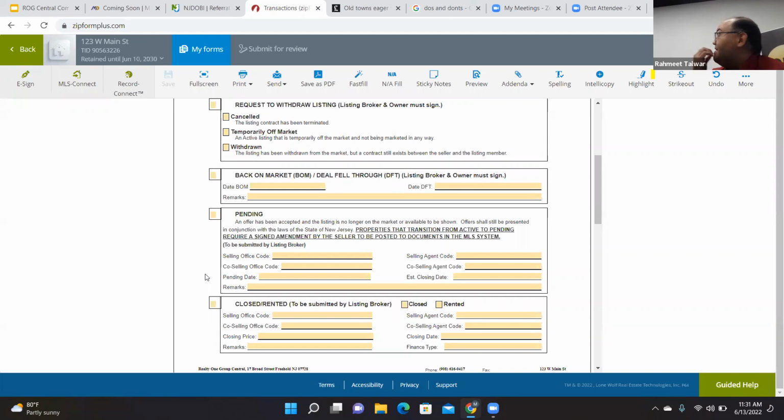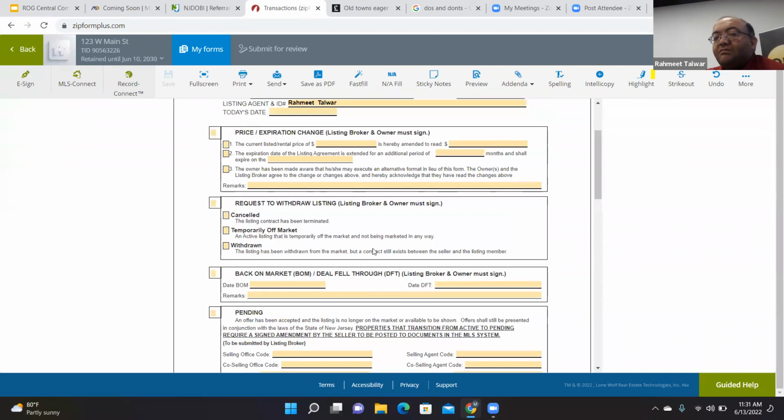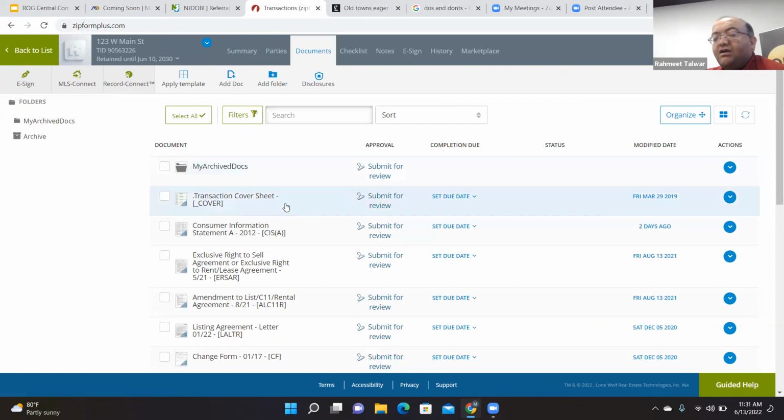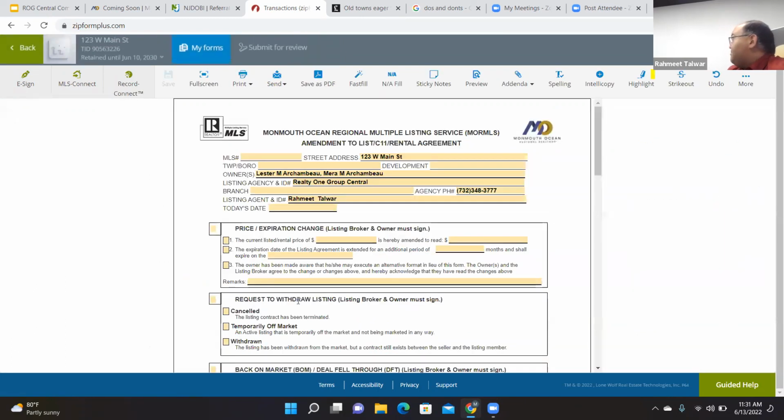Marie, what's the name of this form? The amendment form. Middlesex has their own amendment form. So just one other comment on this: when you're getting the seller to sign the agreement contract, you should ask them upfront if they want this or not.